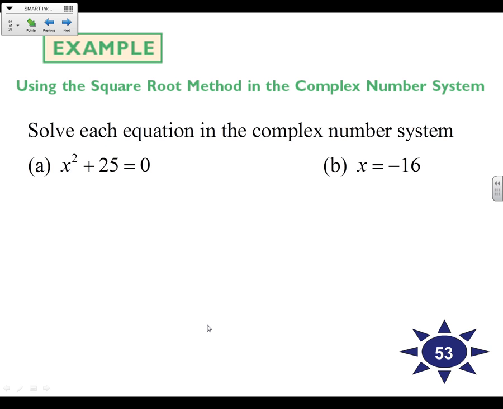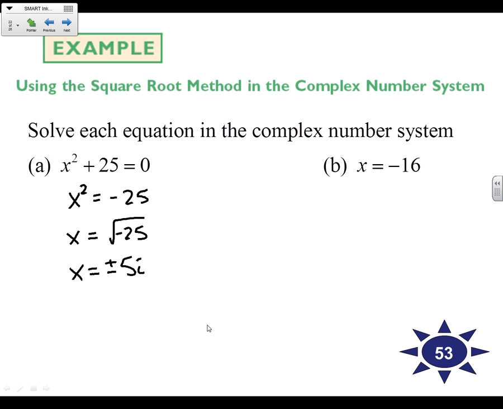Let's take a look at an equation. x squared plus 25 equals 0. Let's get the x squared by itself, negative 25. Let's square root. x equals the square root of negative 25. What's our answer? x equals plus or minus 5i. Okay, instead of plus or minus 5, plus or minus 5i.